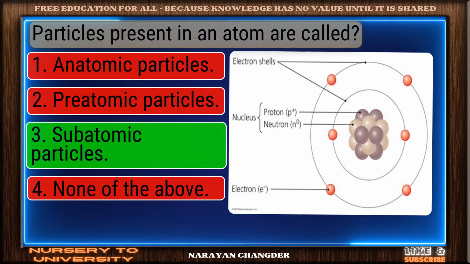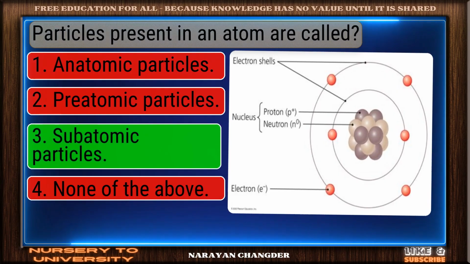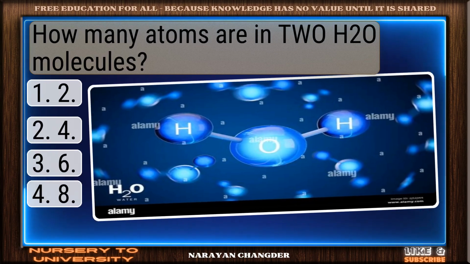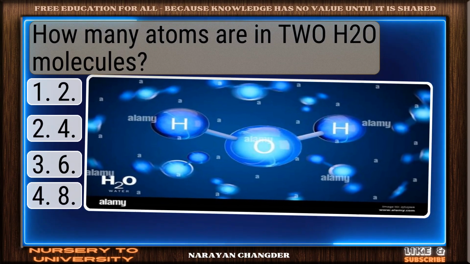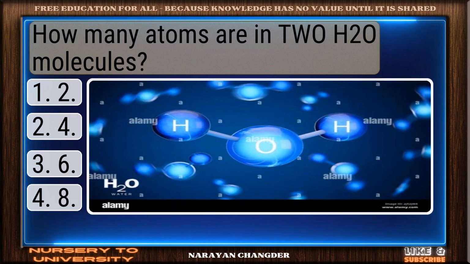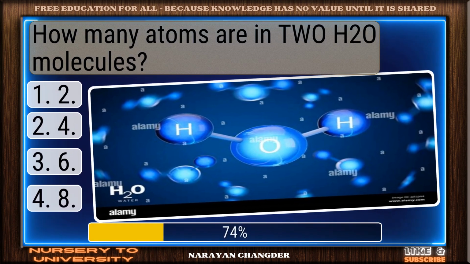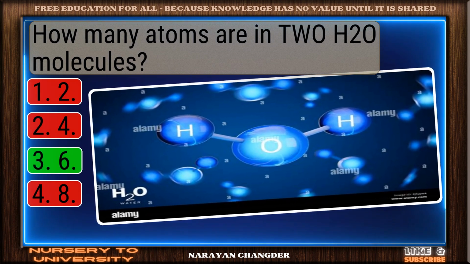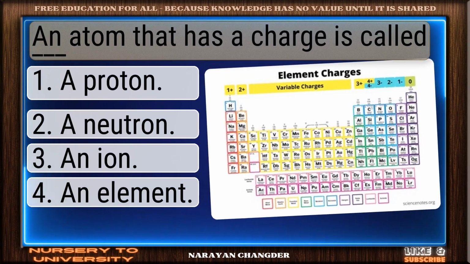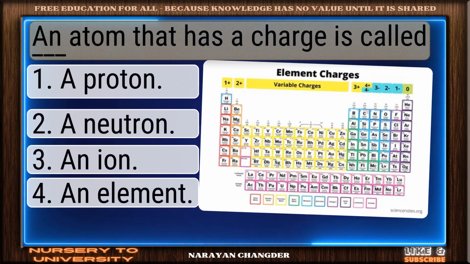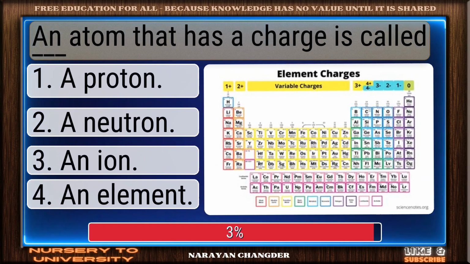Well picked. Subatomic particles is the correct answer. Question number 191. How many atoms are in 2 molecules? Great thinking. 6 is the right choice. Question number 192. An atom that has a charge is called dash.